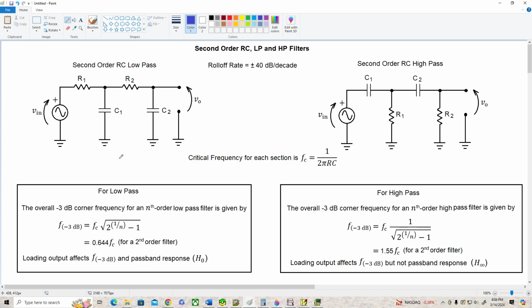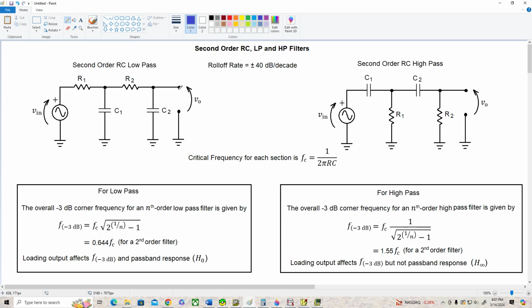Now, the 3 dB corner frequency for this filter is not the same as the critical frequency for its individual sections. In order to find the actual 3 dB frequency for the filter, we have to multiply by a correction factor. For an nth order low pass filter, the correction factor is the square root of 2 to the 1 over n, minus 1, where n is the order of the filter. For a second order filter, the correction factor works out to be about 0.644.